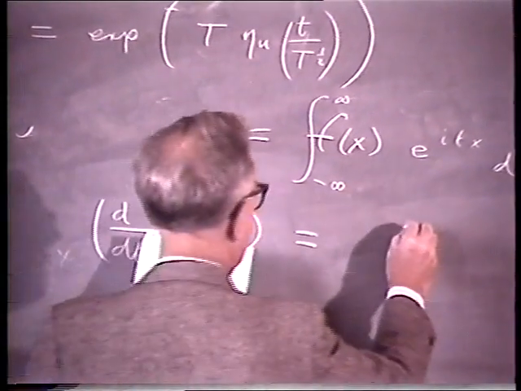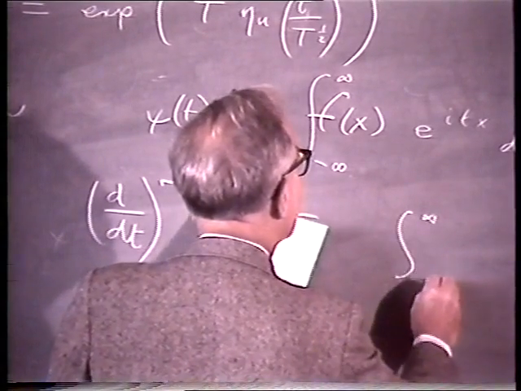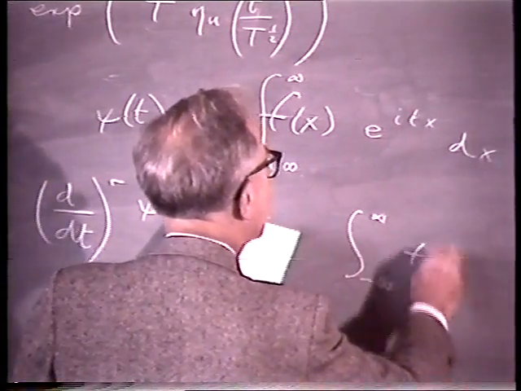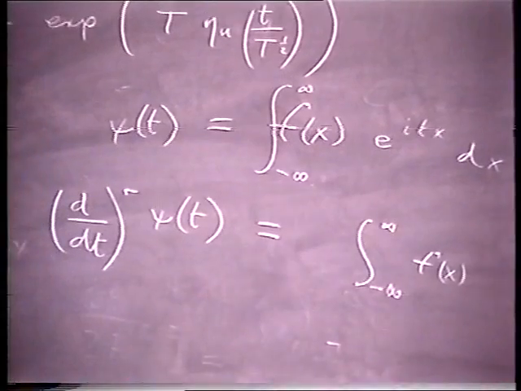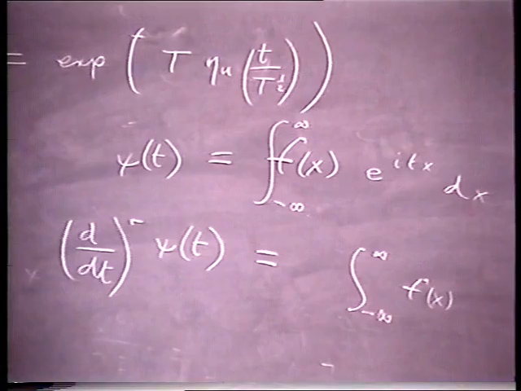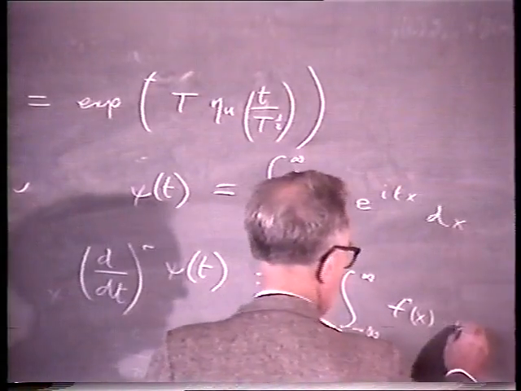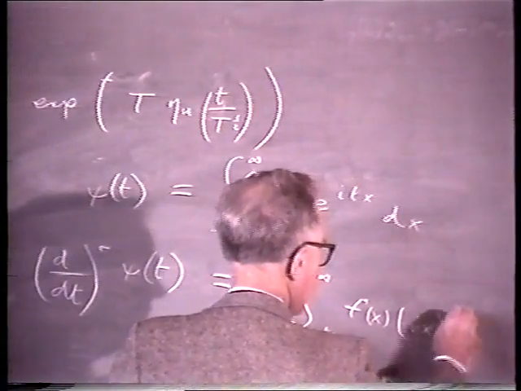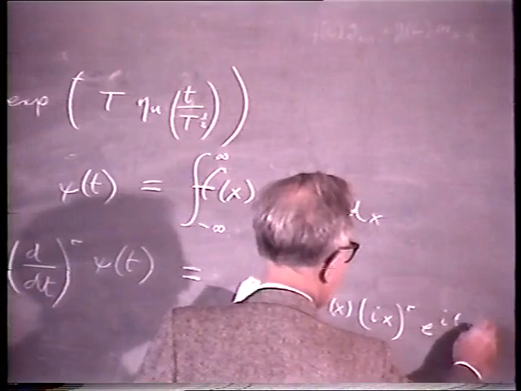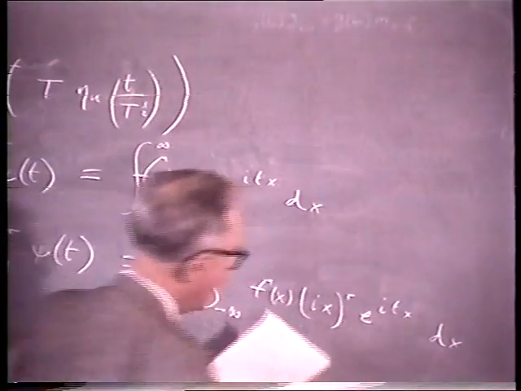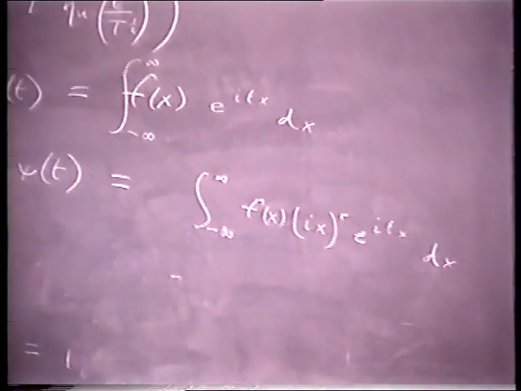Well, we're going to make use of the idea that each time we differentiate with respect to t here, we're differentiating the e to the i t x with respect to t, and all we get is an extra factor, which is just ix. So that if we do it r times, we just get ix to the r, and then we get e to the i t x dx. Alternatively, it's obvious by induction that if it's true for r, then it's true for r plus 1.